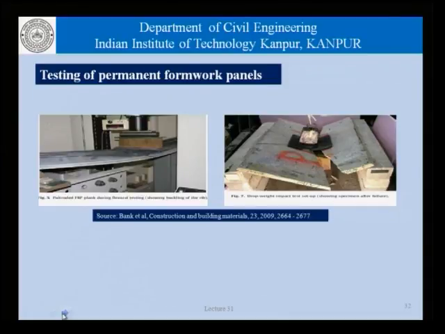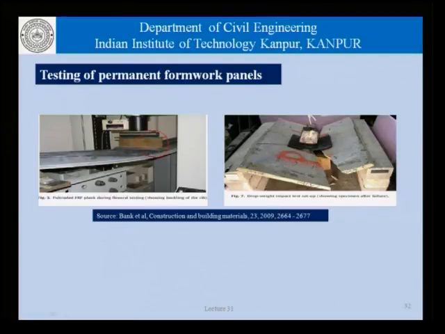As far as participating formworks are concerned, where the formwork is also expected to be a part of the load bearing action of the concrete member, we need to have tests to figure out or to understand the structural behavior of these columns. And these pictures here show two tests, a static test kind of a situation here to figure out or to understand how the panel deforms under the application of load.